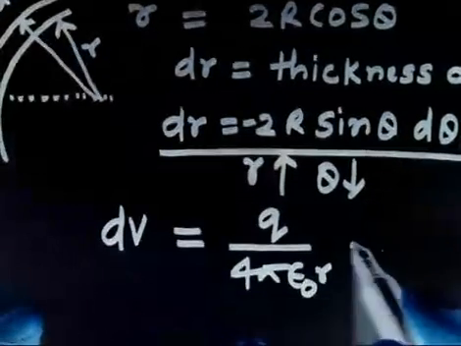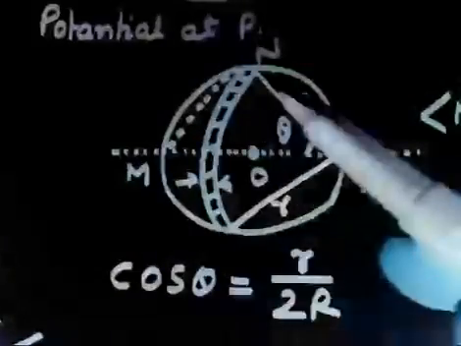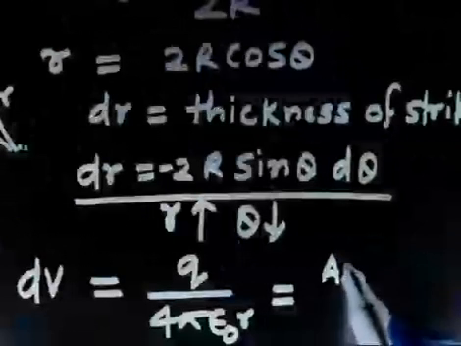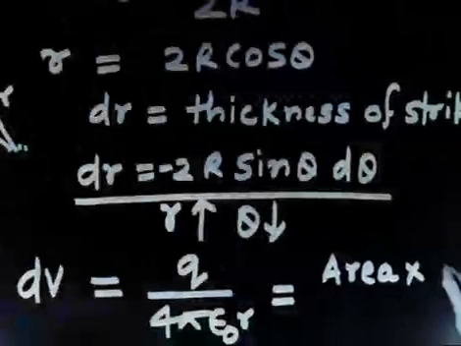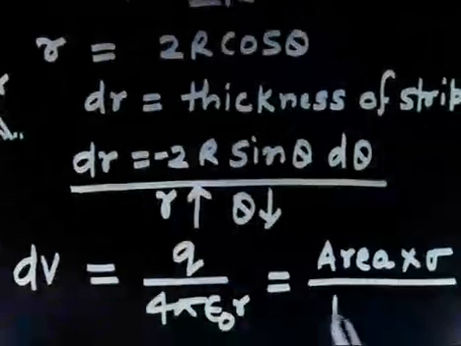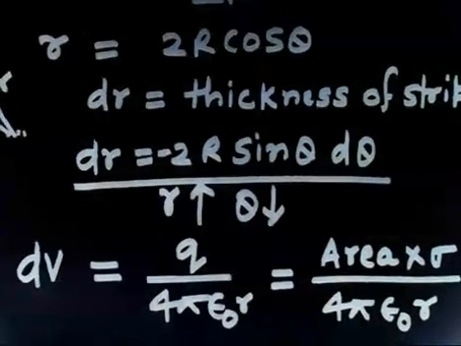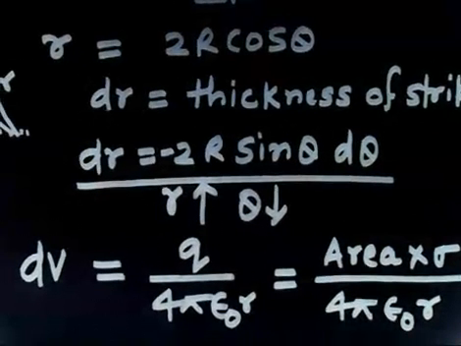Now my target is to find the total charge. That is the area into sigma. So let me write area into sigma, and this divided by 4 pi epsilon naught r. Now my target is to find out the area of a strip. So how will we find it?